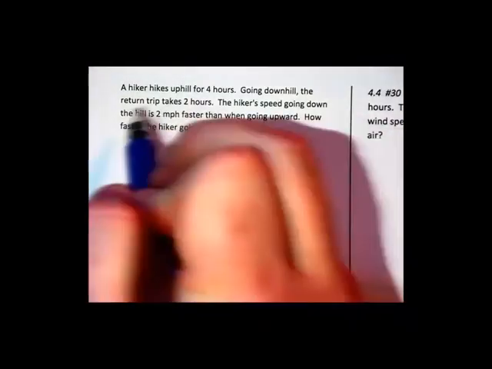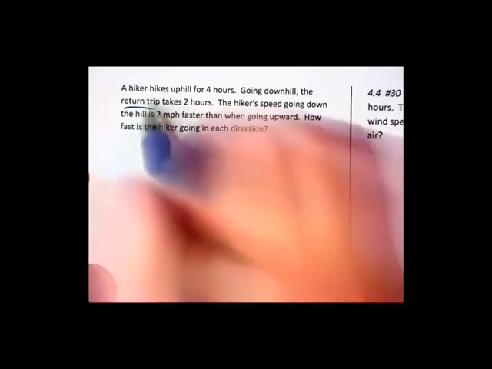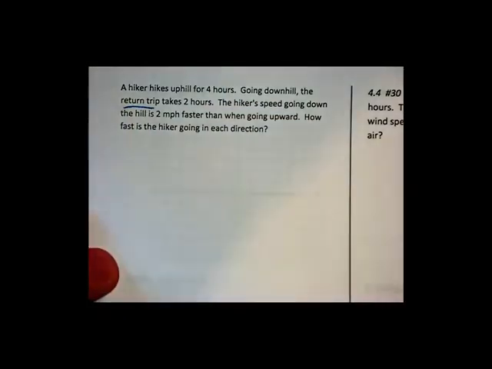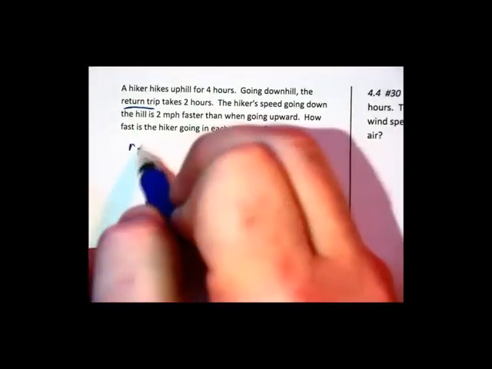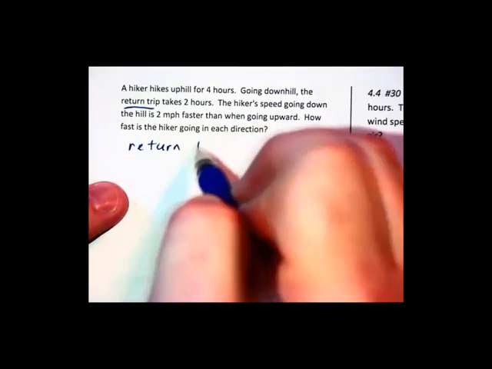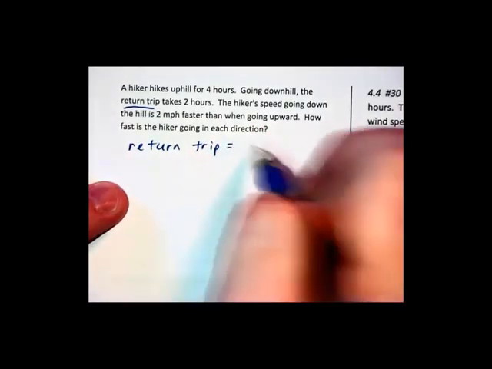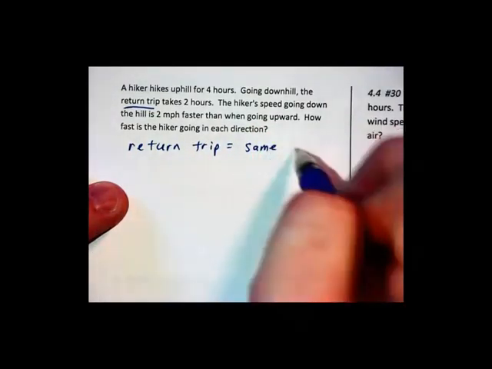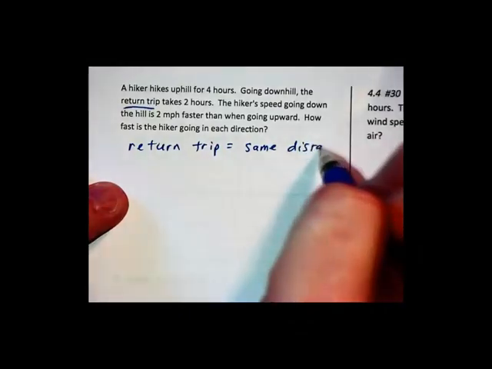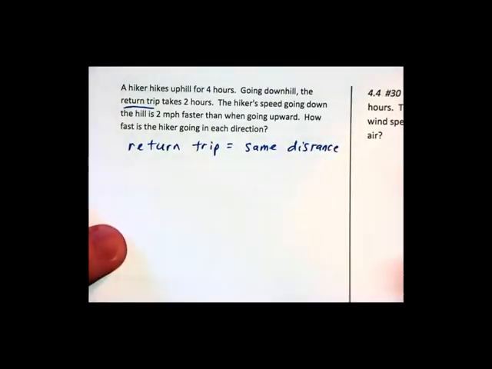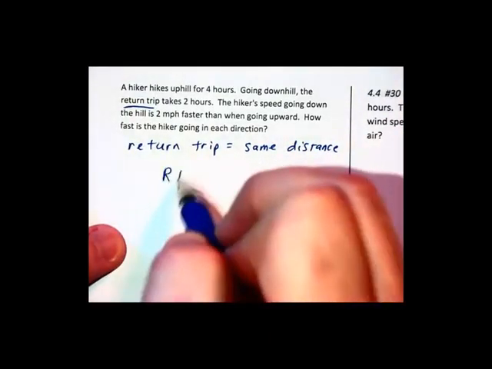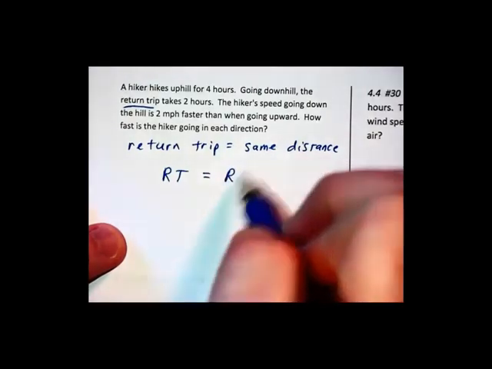Time we have a hiker. Hiker travels uphill for 4 hours, going downhill the return trip. That tells me with the return trip, I'm going to write that down, I'm going to have the same distance going up as we have going down. So the distance going up is equal to the distance going down.